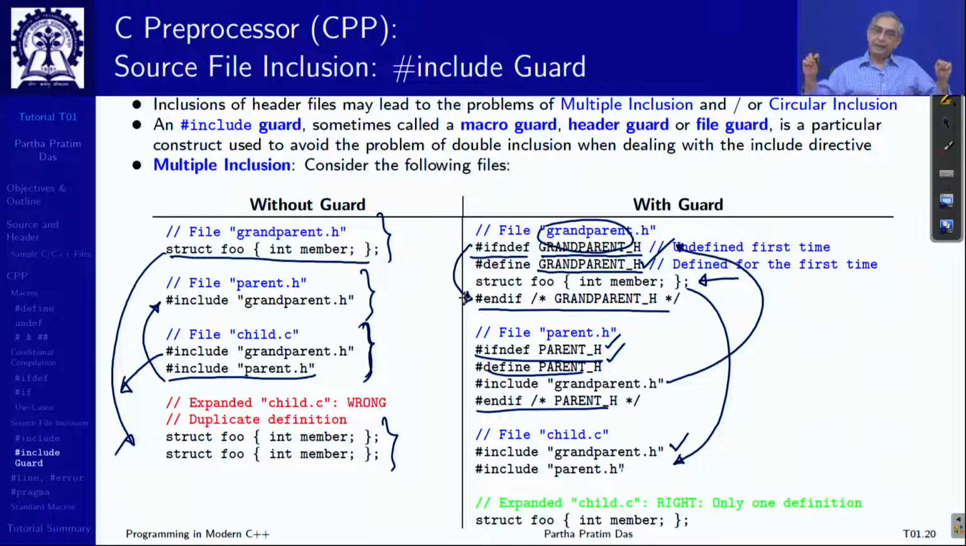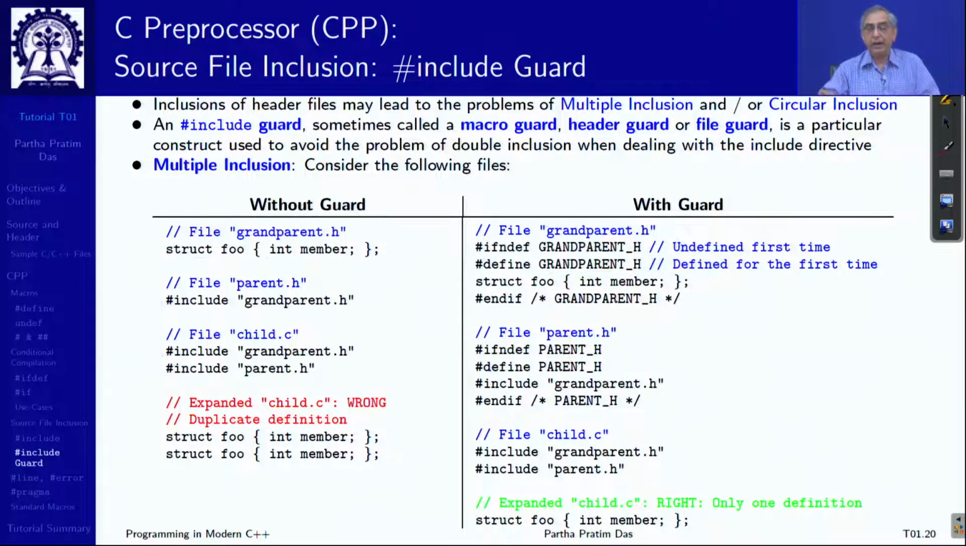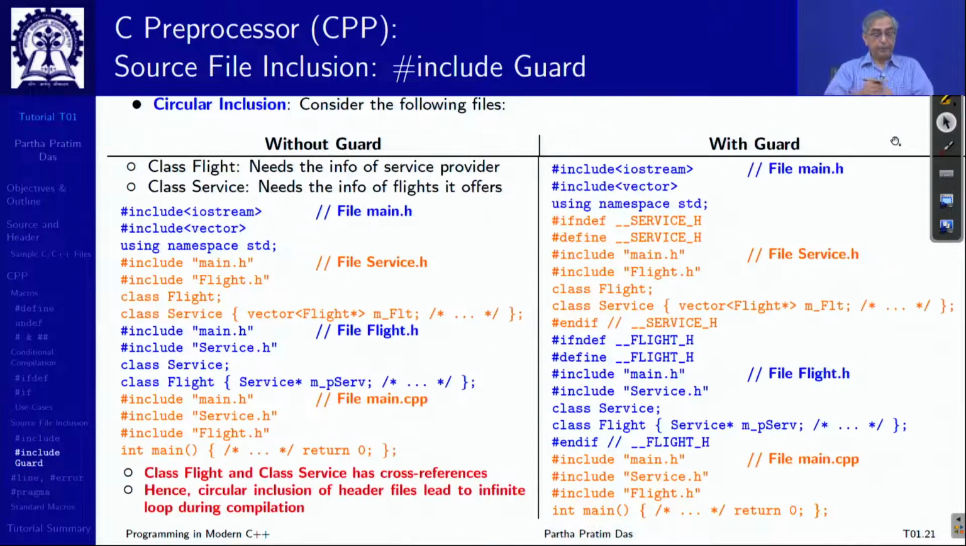So, you check if it is not defined, define it, put the code, end, so that next time if it gets included through some other header files or even by the programmer in the source file a second time by mistake, the actual inclusion will not happen. So, this is very, very useful. Every header you write, you must have your include guard put in that header to make sure that everything is included only once.